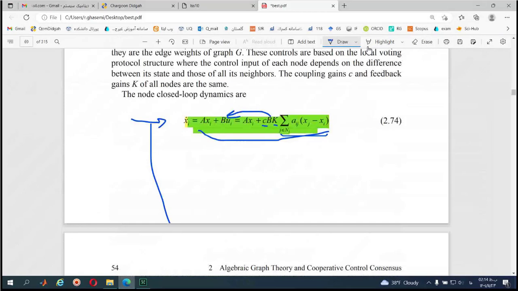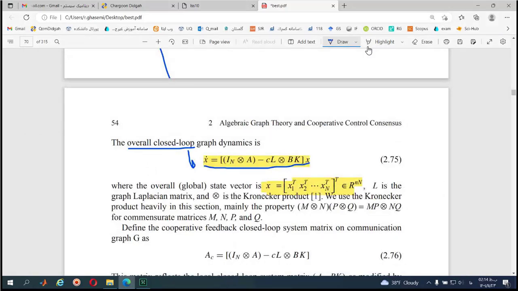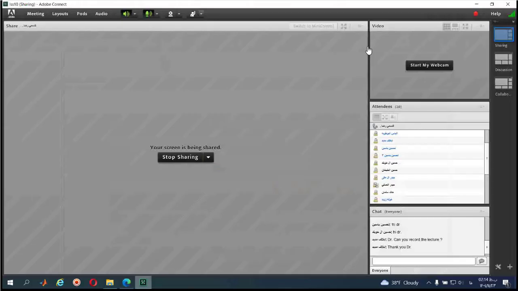If you can reach from equation 74 to 75, I give you 10 points. 10 points in large scale system.